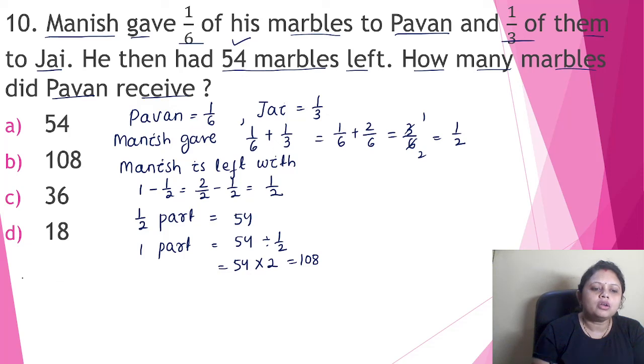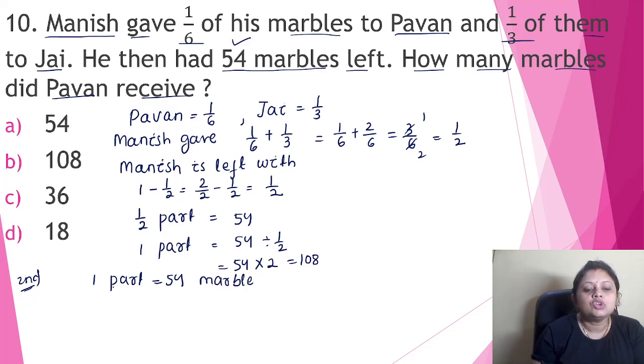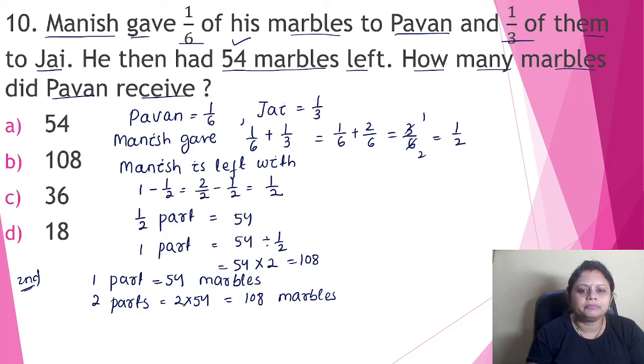108. Okay, or there is a second method. You know half part is equal to 54. So 1 by 2 part is equal to 54. So 1 part is 54 marbles, and we have two parts in total. So 2 into 54, that is 108 marbles. Okay, so the total marbles that Manish had is 108 marbles.